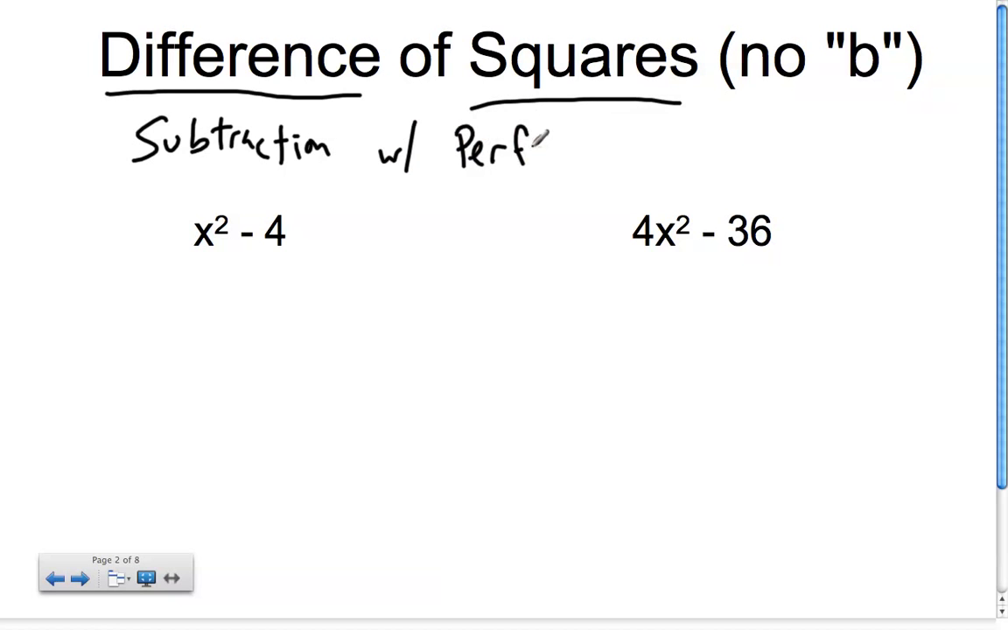Now, if you need a little refresher on what perfect squares are, you can look it up. There's a list of them on the internet all over the place. This would be like 1, 4, 9, 16, 25. It's going to really be helpful for you to know your perfect squares in this case. Okay, so if we have a subtraction problem with perfect squares like we have here and here, there's a shortcut way of factoring. So let's look at this guy.